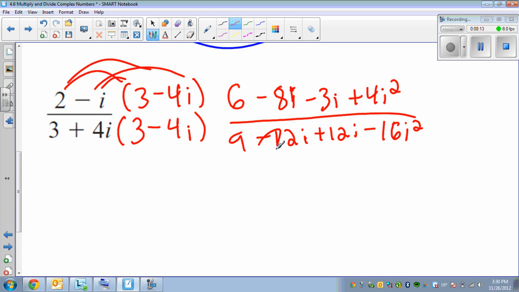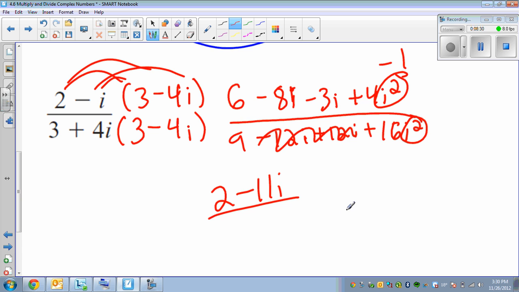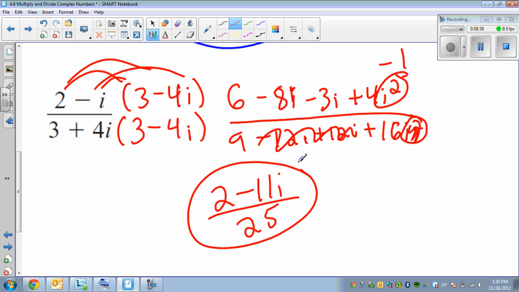So we notice that these go away in the middle. We know that this turns into a negative 1. So our top's going to be 6 minus 4 because of those. So that's 2. And then negative 11i. The bottom, the middles cancel out. This i squared makes this a plus 16. 9 plus 16 is 25. And that's our answer. Nice little complex number there, all combined.